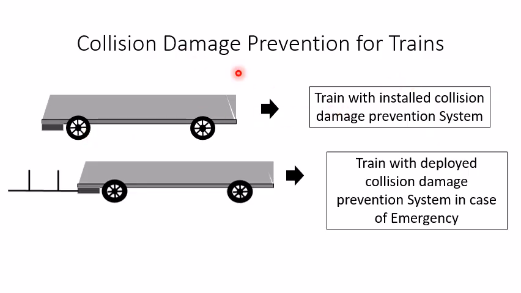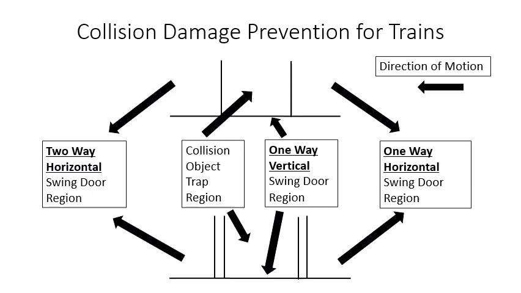Collision damage prevention for trains. Train with installed collision damage prevention system. Train with deployed collision damage prevention system in case of emergency. This is the collision damage. This is the previous. This is after. This is after collision damage prevention system.